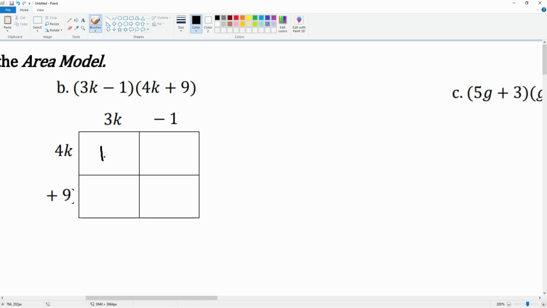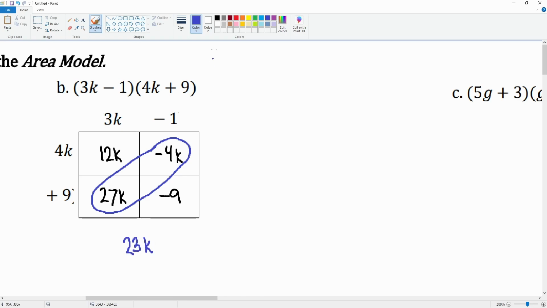All right, so now we can combine. 4k times 3k becomes 12k squared. 4k times negative 1 is negative 4k. 3k times 9 is 27k. And 9 times negative 1 is negative 9. All right, and then these here are like terms. So 27k plus negative 4k becomes 23k. Right? Then you have 12k squared plus 23k minus 9.